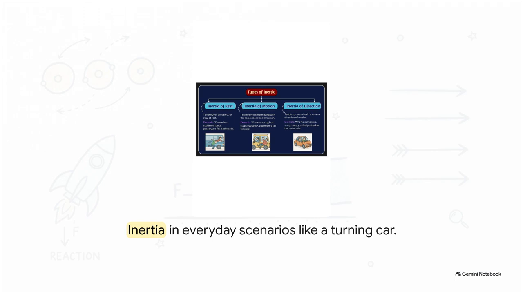Think about being on a city bus. When that bus suddenly accelerates forward, what happens? Your body, which was previously at rest and wants to stay at rest, suddenly feels like it's falling backward. That is the inertia of rest in action.